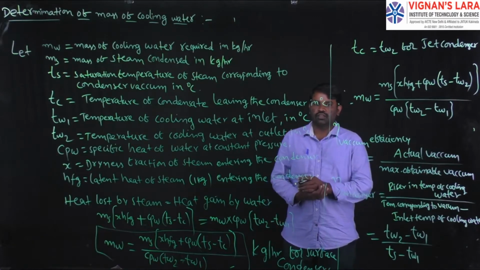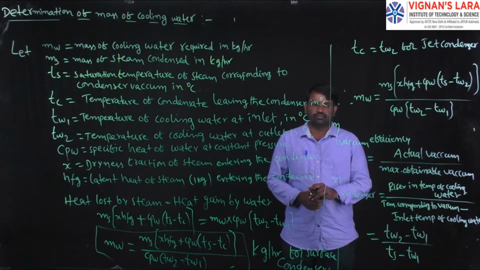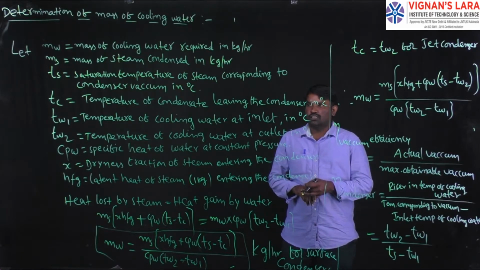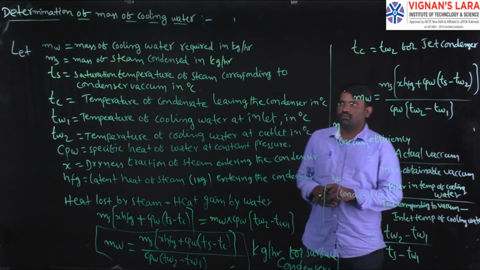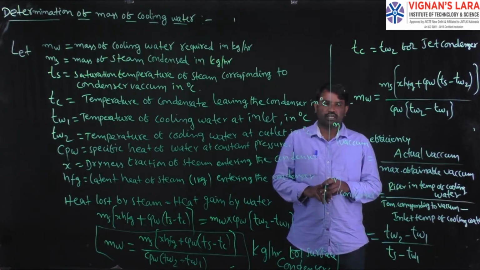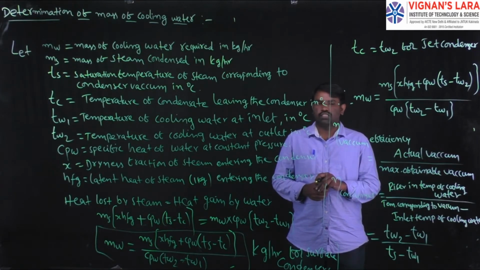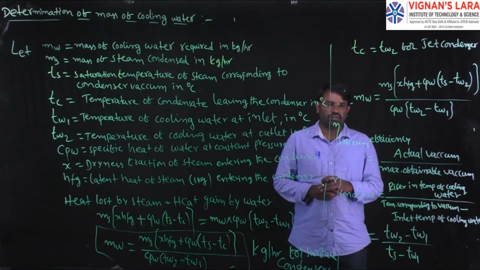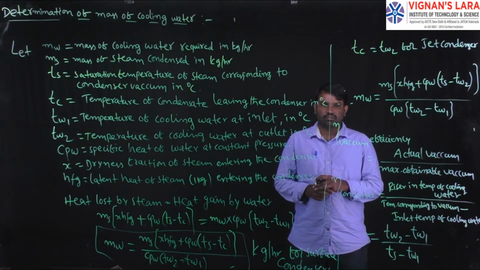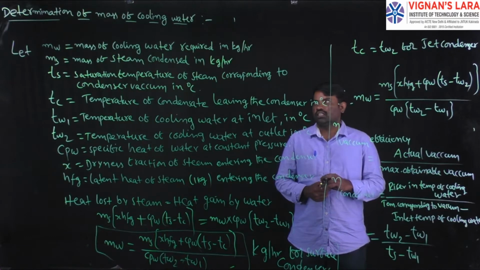Today we will discuss the determination of mass of cooling water. In this class, we will see the requirement of cooling water for a steam condenser. Generally, we condense the exhaust steam of the steam turbine inside the condenser device. For that purpose, we have to use a cooling medium, that is cooling water. We supply that cooling water to the condenser in order to condense the exhaust steam of the steam turbine.